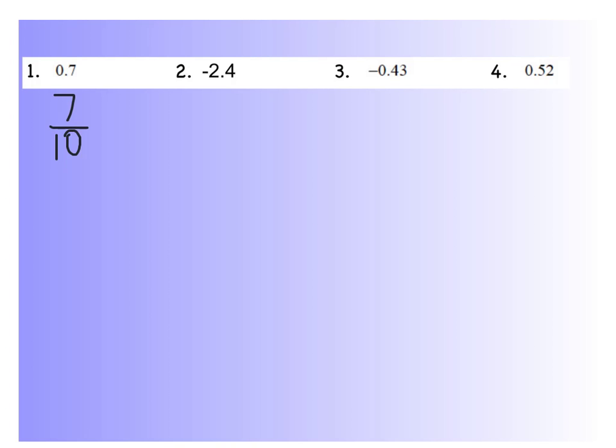Okay? Now, 7 is a prime number. We can't simplify any further. There are no common factors between the numerator and the denominator, so 7 tenths is our final answer.